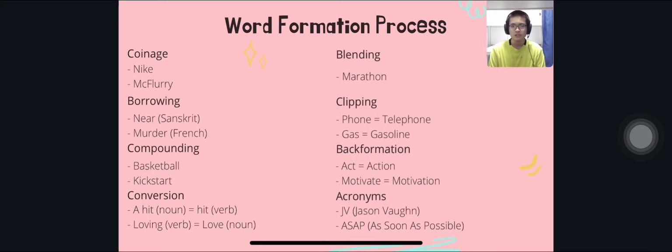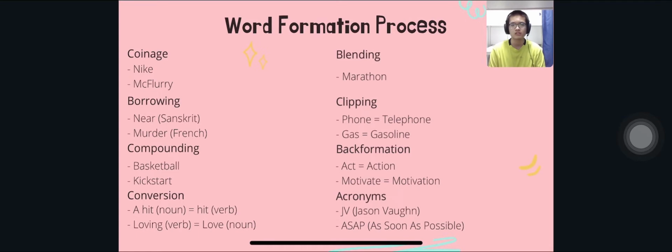And the next one is back formation. Back formation is when a word is reduced to another word type. So let's say we have the word act. Under the category of back formation, it will be changed into action. And if it's motivate, it will change into motivation.